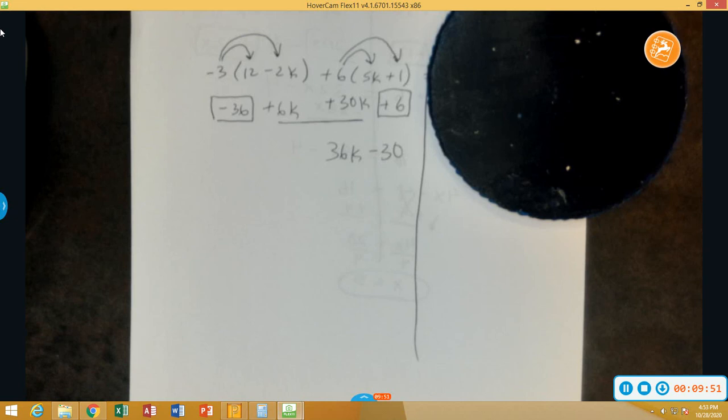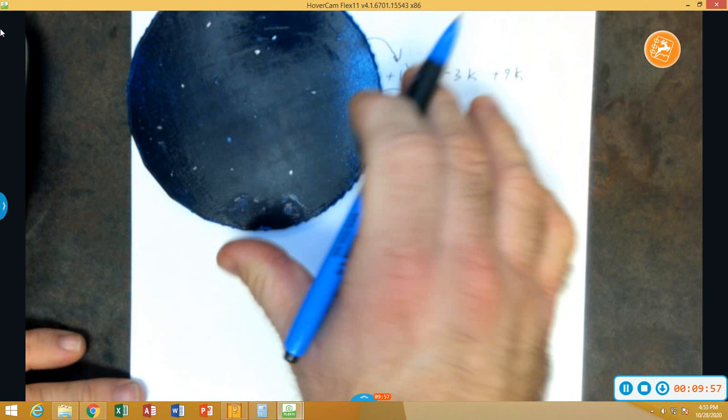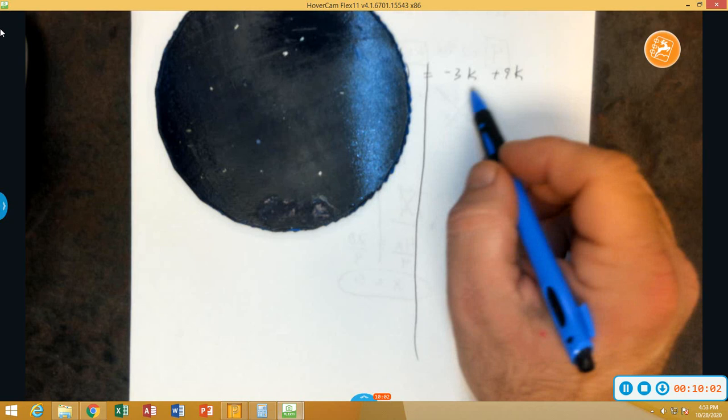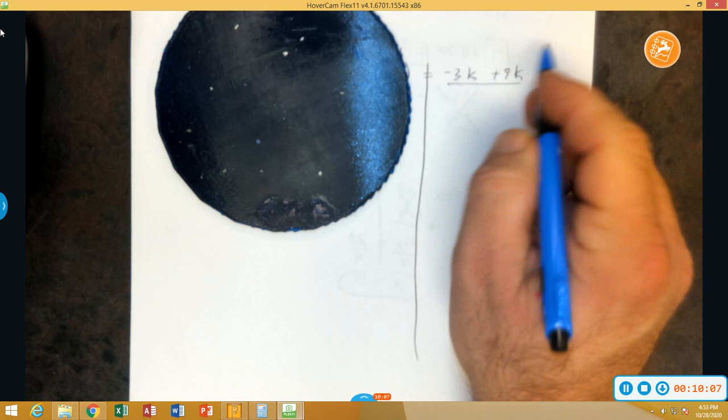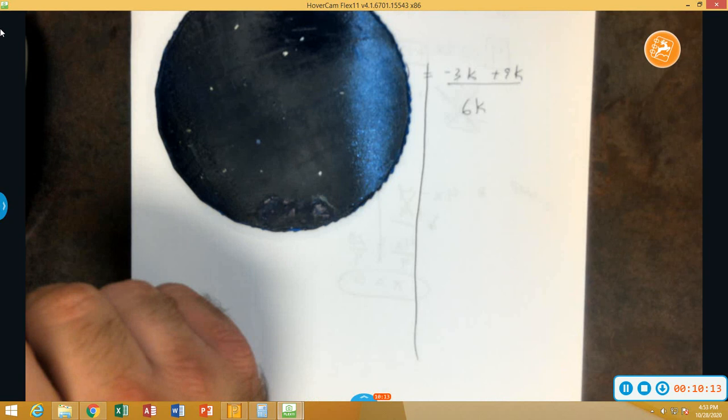Okay? This is as far as it can go. So now let's move to the other side. On this side, we don't have distributive property. However, we do have like terms here. Negative 3k plus 9k is 6k. And that's as far as that side can go.